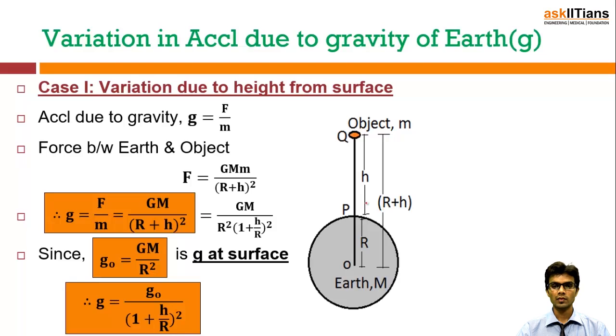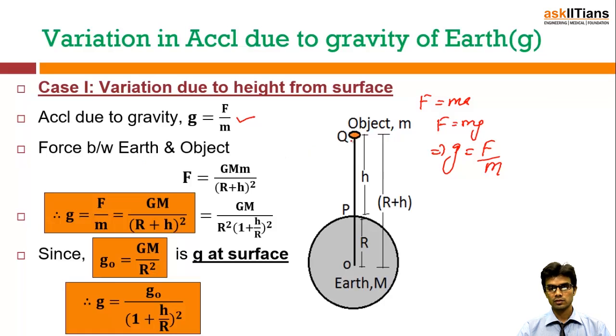Now we know that from Newton's second law, F is equal to mass into acceleration, and here acceleration due to gravity of earth is denoted by g instead of a. So F is equal to mg. So now g is equal to F by m. So acceleration due to gravity g is equal to F by m.